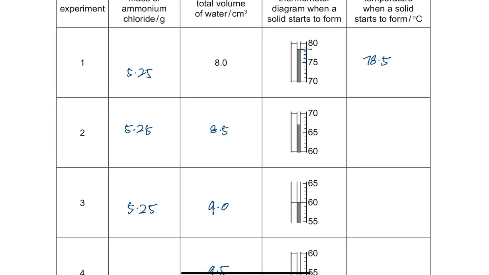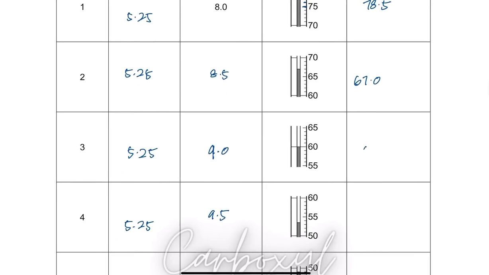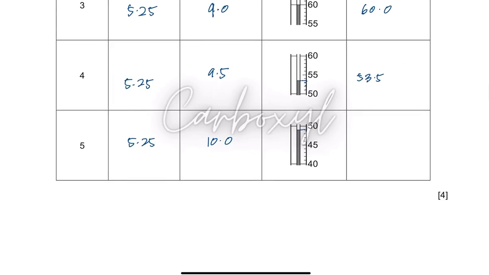I don't need to zoom in because alhamdulillah my eyes work. This would be 67.0. This is exactly at 60, so this is 60.0. And then obviously this is in between. See, this is also in between. So this is 50, 51, 52, 53, and this is 53.5, right? So this is going to be 53.5. And if you check this out, this is exactly at 49. So this is going to be 49.0. That is basically that. Okay, so 4 marks you got for free.